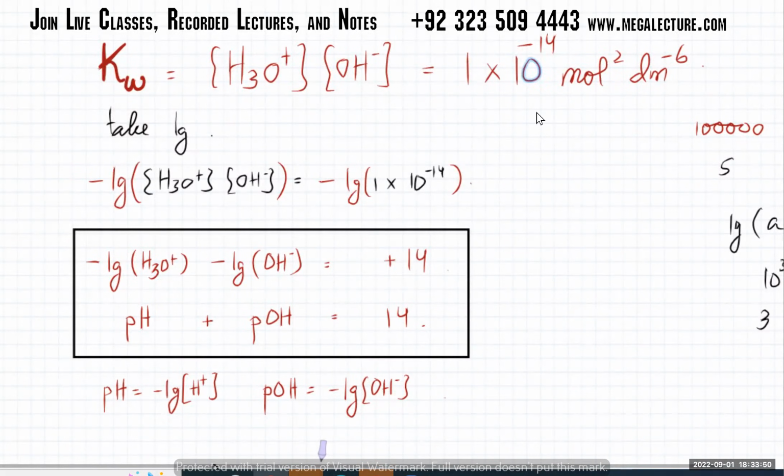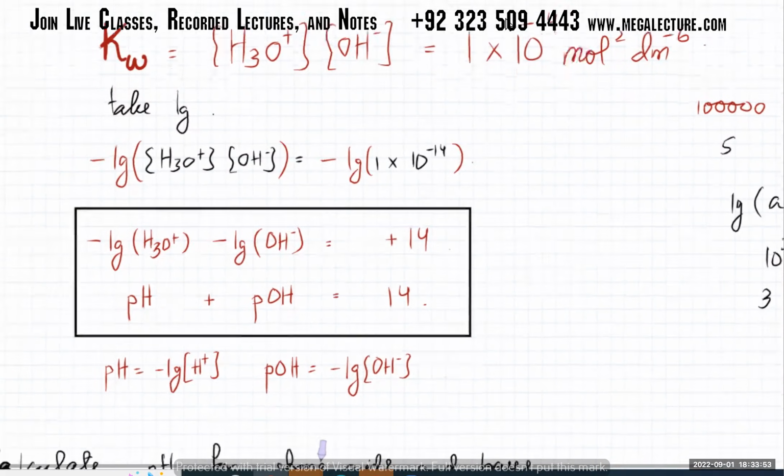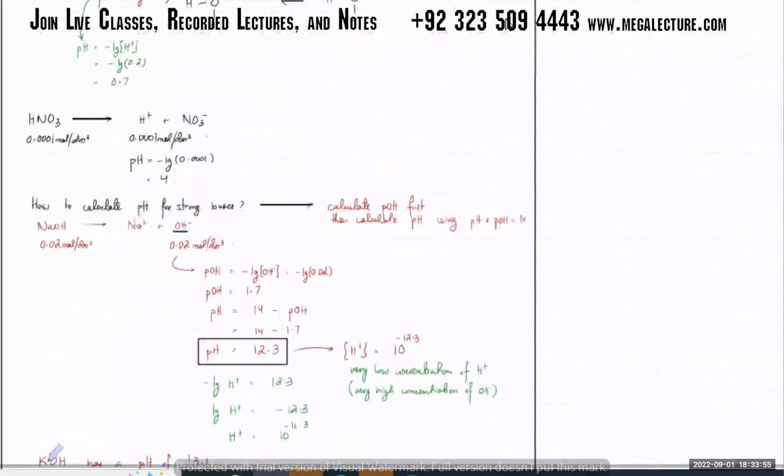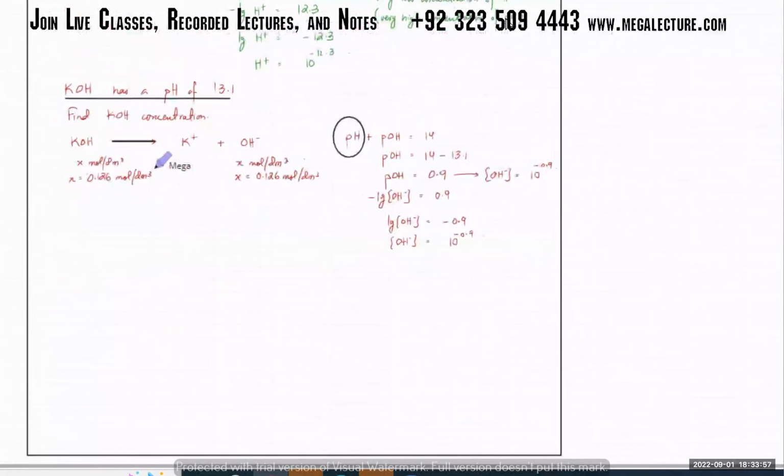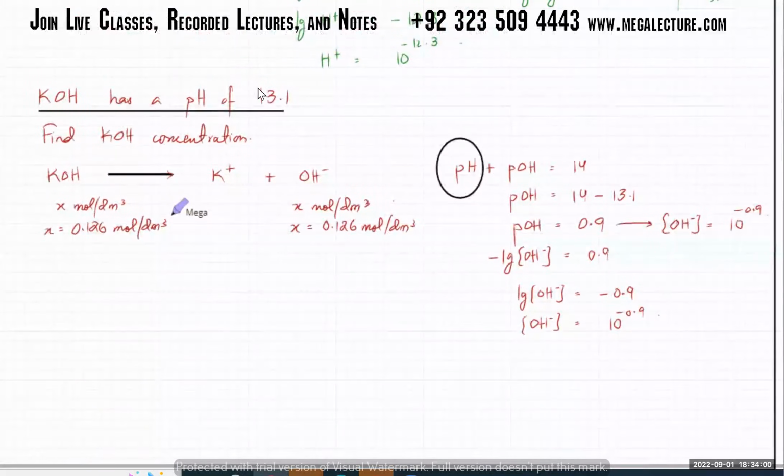No, the 0.126 was 10 power minus 0.9, this part. In the question, the pH was 13.1, and KOH was a base, so what I did was I quickly calculated pOH, which was 14 minus 13.1, that came out to be 0.9. Then I removed the P, because p is minus log of the concentration of OH ions, that's 0.9. So the OH ion concentration will be 10 power minus 0.9.